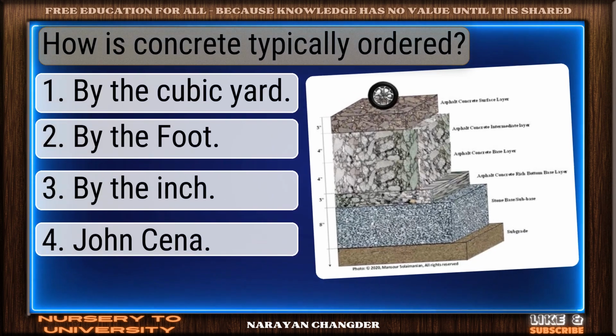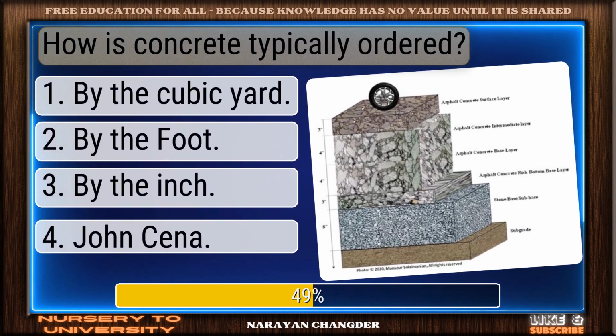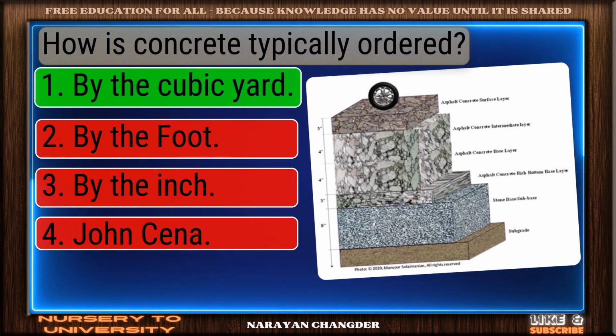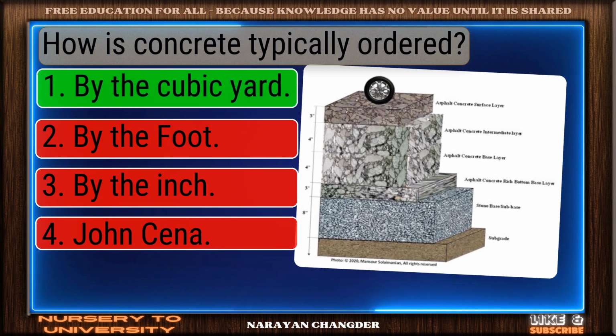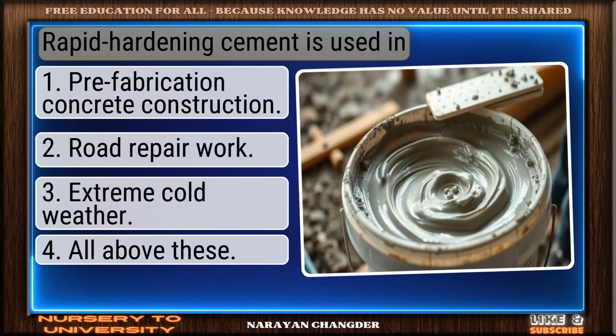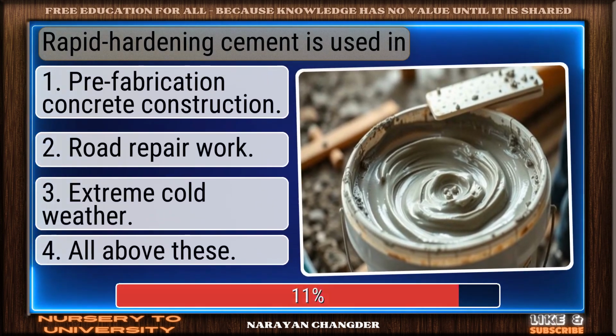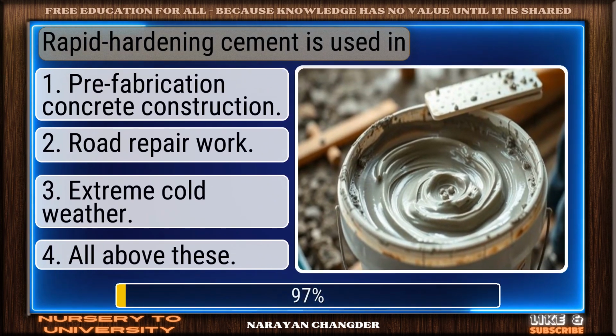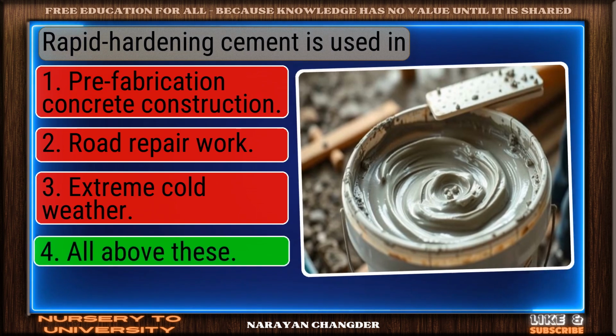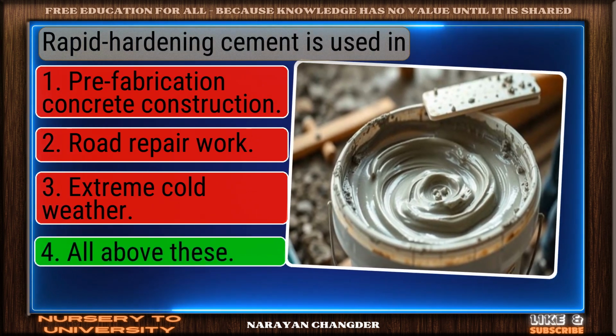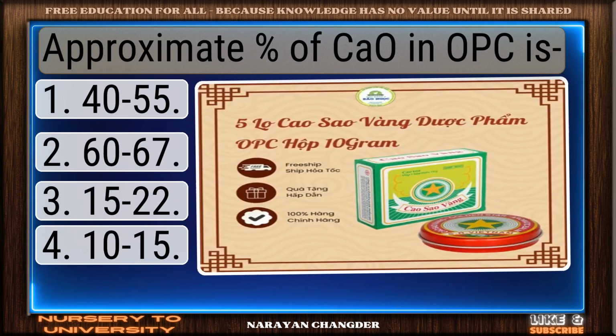How is concrete typically ordered? Smart move. By the cubic yard is an accurate answer. Rapid hardening cement is used in. Exactly. All above these make sense and it is right choice.